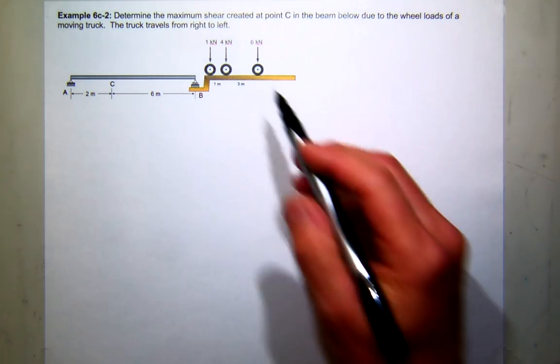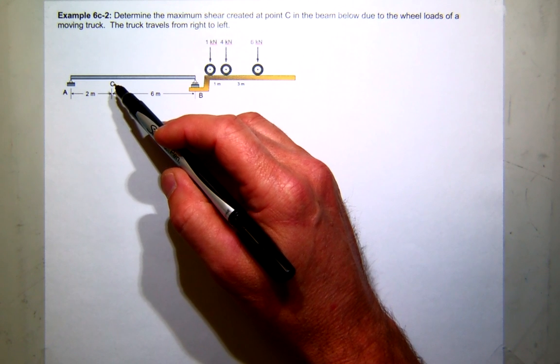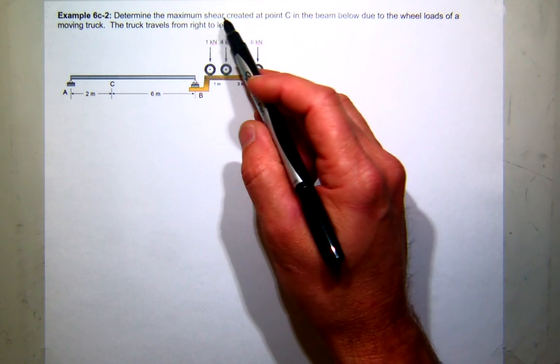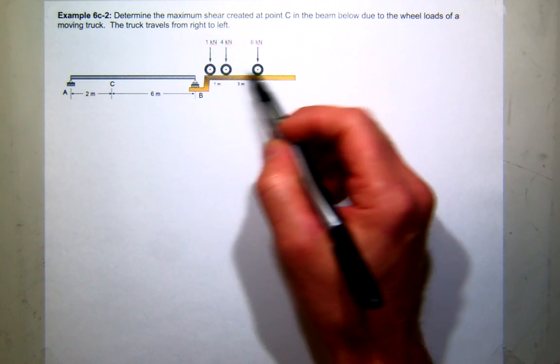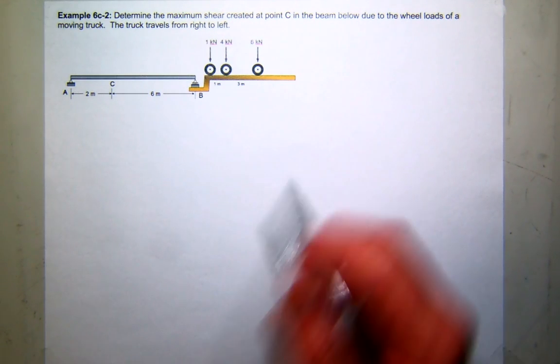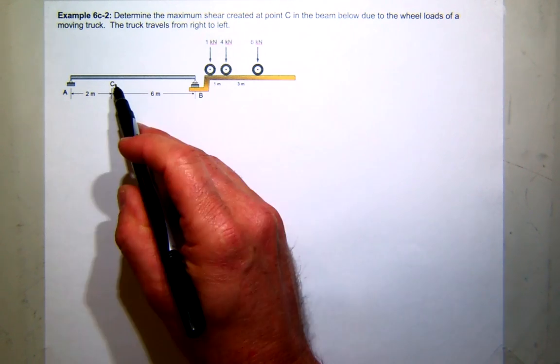Okay, so here's another problem where we're going to find the effect in a structure at a point, in this case point C, for the shear created by a set of moving loads here, which is kind of a three-axle vehicle. So the first thing we need to do is draw our influence line for the shear at C, and there's C.